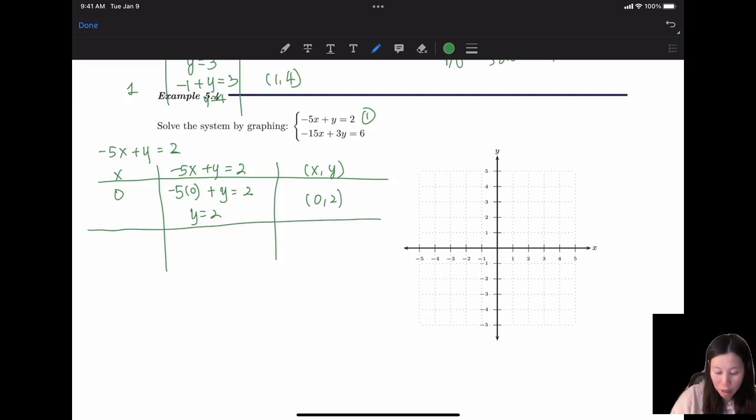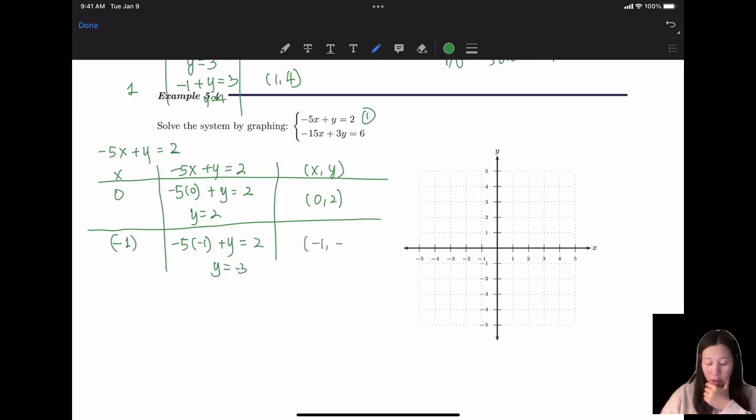So the second one, I'm going to pick negative 1. So I have negative 5 times negative 1 plus y equals 2. Negative 5 times negative 1 equals 5. And then you subtract 5 on both sides. You will have y equals negative 3. So I have negative 1, negative 3. So 0, 2, negative 1, negative 3 here. So it's going to be here.